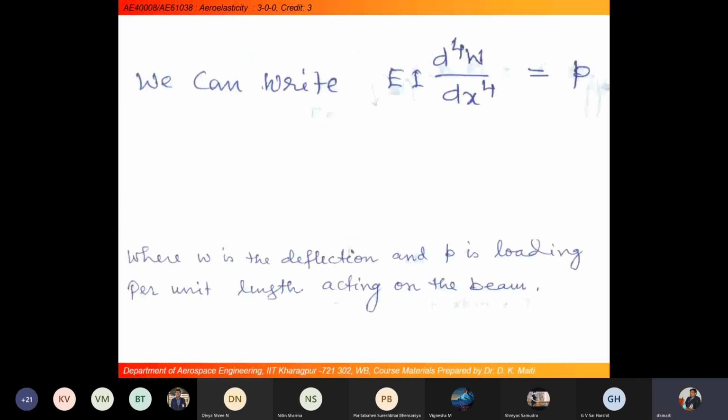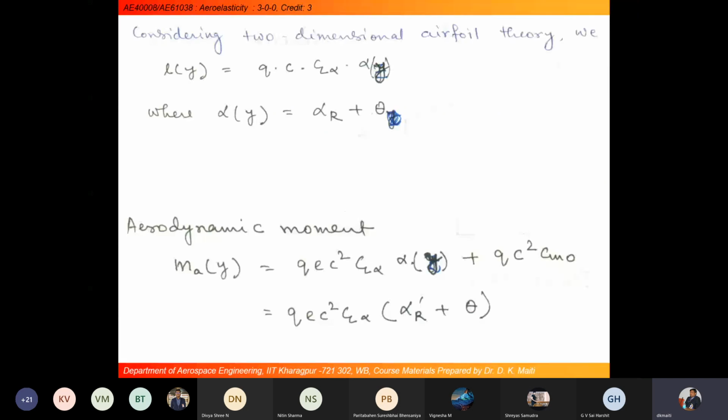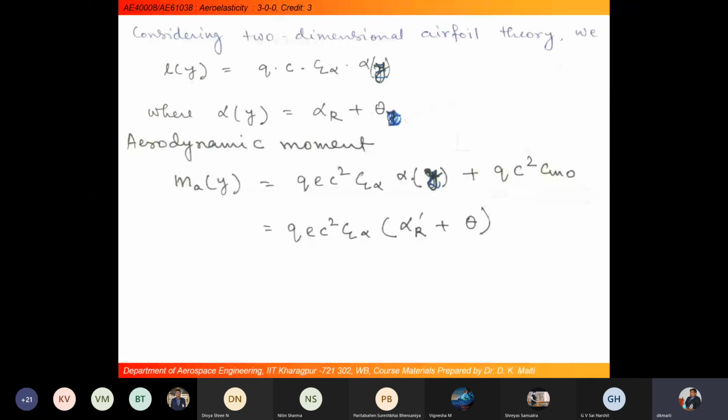Here, when I am writing the lift, it will be q into c into Cl alpha into alpha, and alpha as a function of y I am taking as alpha r plus theta as a function of y. And if you look at the bending moment, it will be q e c square Cl alpha multiplied by alpha y, and we will have q c square Cm naught.